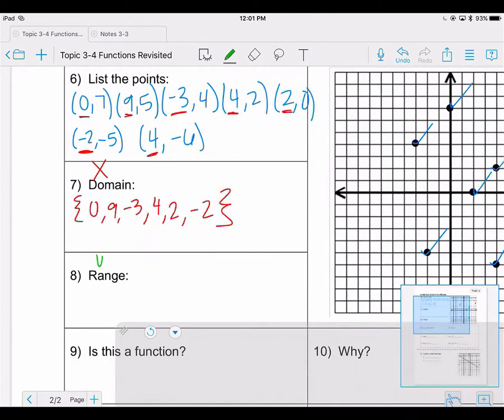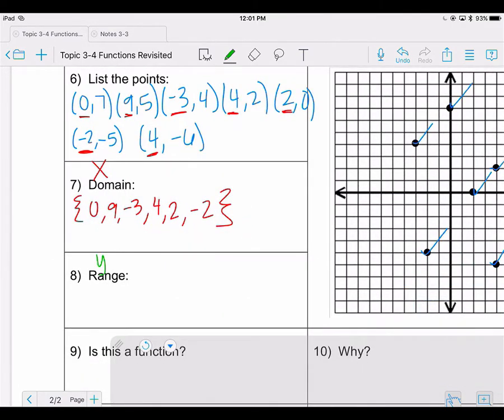My range, Dr. XY, is all of my y values. So 7, 5, 4, 2, 0, -5, and -6. And these are all coming from the second number in my points.